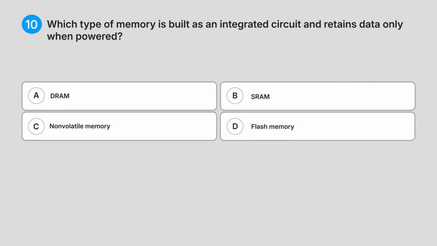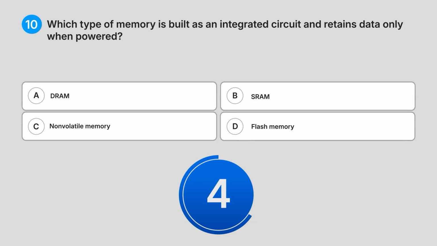10. Which type of memory is built as an integrated circuit and retains data only when powered? A. DRAM. B. SRAM. C. Non-volatile memory. D. Flash memory. What do you think is the answer?